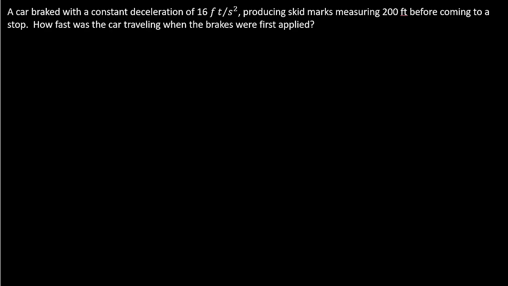All right, so here we've got an integration application. It says a car braked with a constant deceleration of 16 feet per second squared, producing skid marks measuring 200 feet before coming to a stop. How fast was the car traveling when the brakes were first applied?